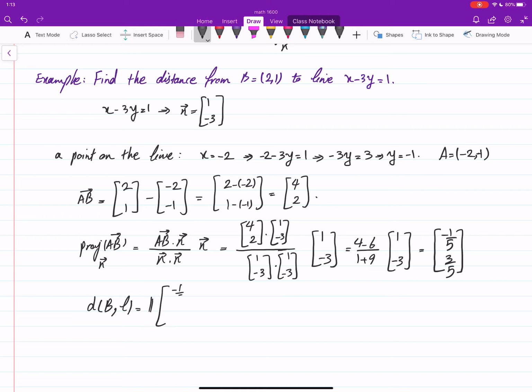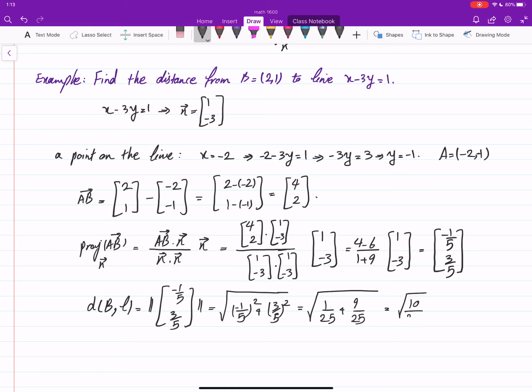And then the distance of the point B from the line L is going to be the length of this vector, which is -1 over 5 squared plus 3 over 5 squared. This gives us 1 over 25 plus 9 over 25, and that is 10 over 25. This is exactly the same number that we found using the other formula. This is root 10 over 5.